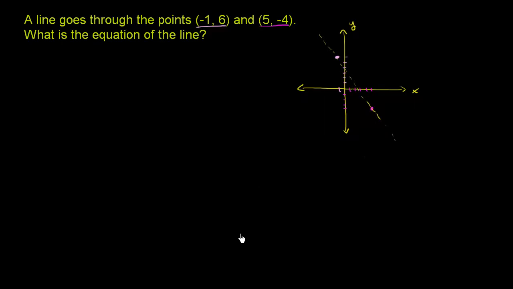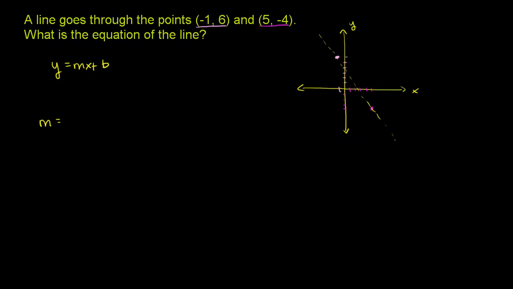A good place to start is to find its slope. Remember, we can write the equation as y = mx + b. This is the slope-intercept form, where m is the slope and b is the y-intercept. We can first solve for m. The slope is the change in y over the change in x, or the y value of our endpoint minus the y value of our starting point over the x value of our endpoint minus the x value of our starting point.